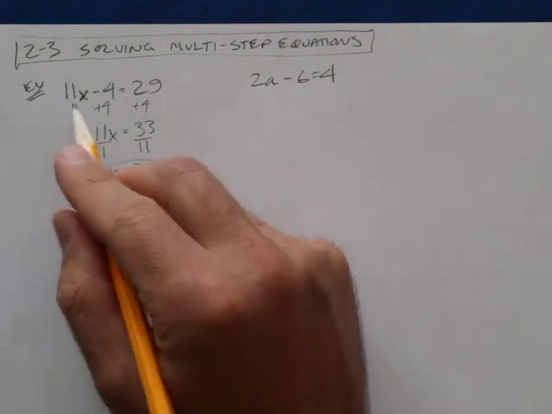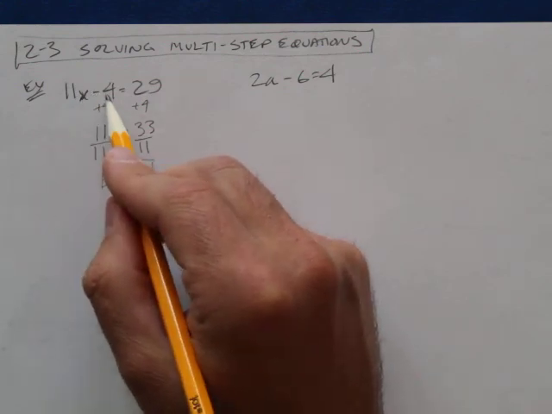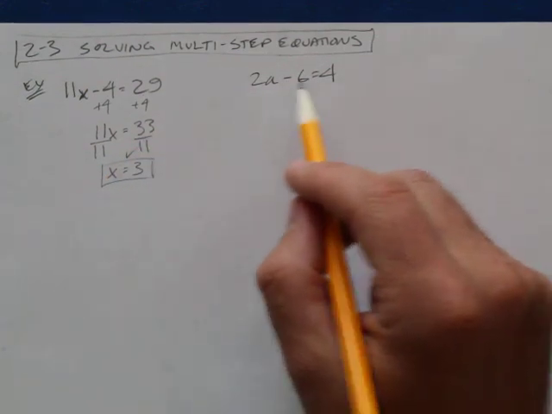Now I can check that. 11 times 3 is 33. 33 minus 4 is 29. I've checked my answer. It looks good. Now I'm going to do this next one.